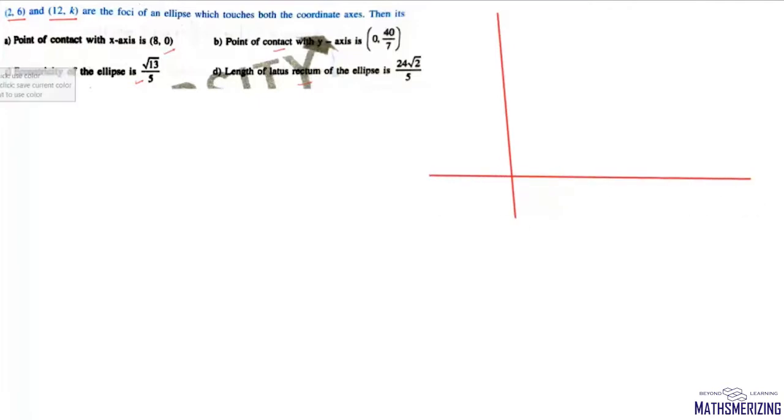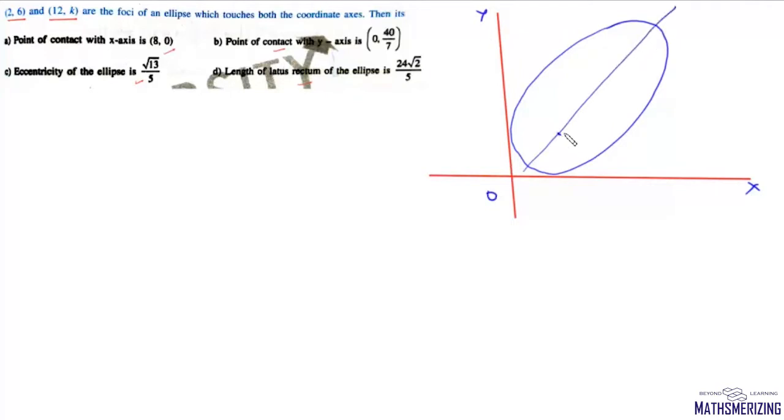Now here the question is, let (2, 6) and (12, k) be the foci of an ellipse which touches both the coordinate axes. Then we need to find its eccentricity, point of contact with x-axis and y-axis, and length of latus rectum of the ellipse. So we have two coordinate axes, and then we have this ellipse, which touches both x-axis and y-axis.